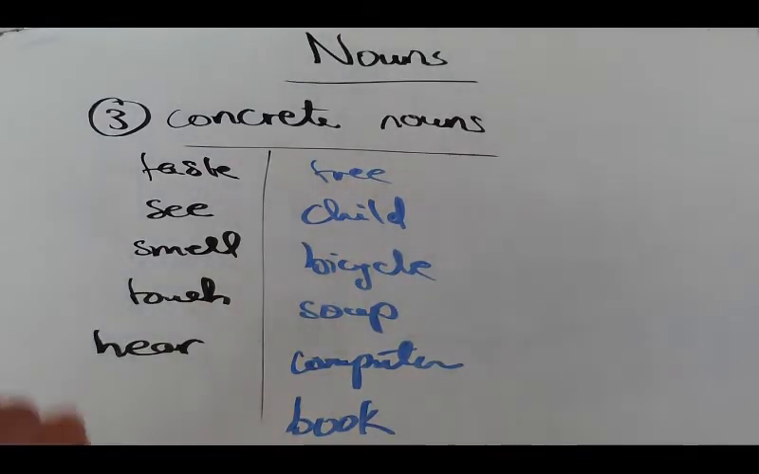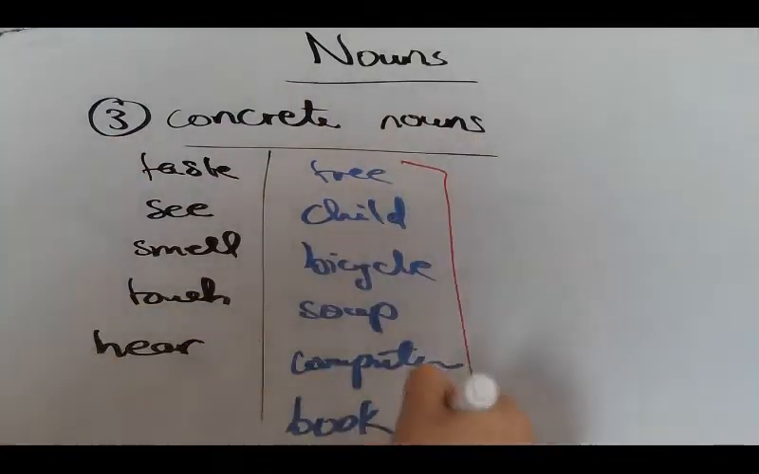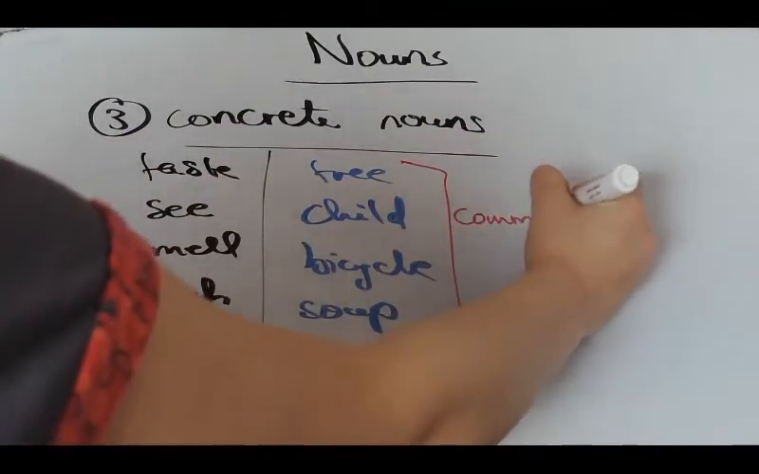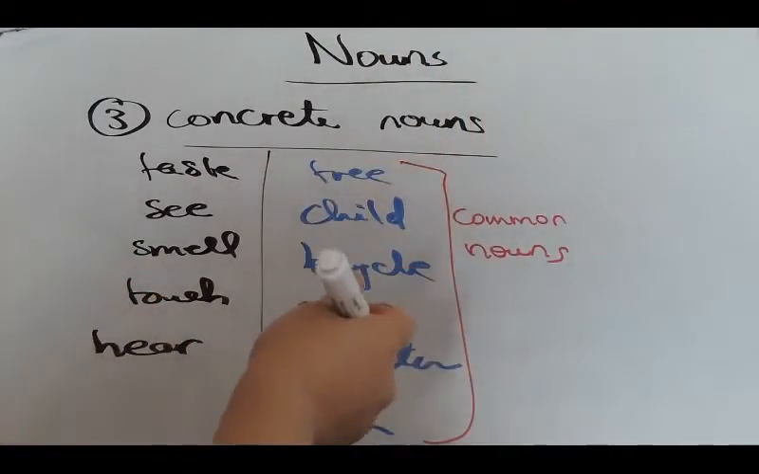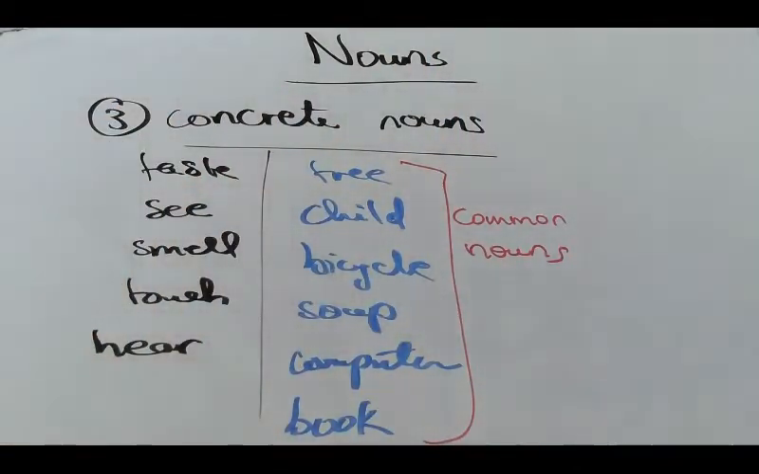So as you see, the following common nouns, those are common nouns from the part I previously explained. Those common nouns here are concrete nouns. Any noun in the world that can be tasted, seen, smelled, touched, or heard is considered a concrete noun. You might be asking yourselves, are concrete nouns always common? The answer is no. Proper nouns can be concrete nouns as well.